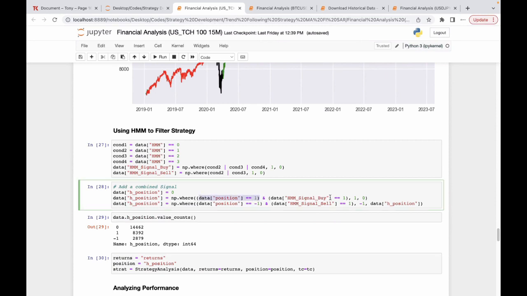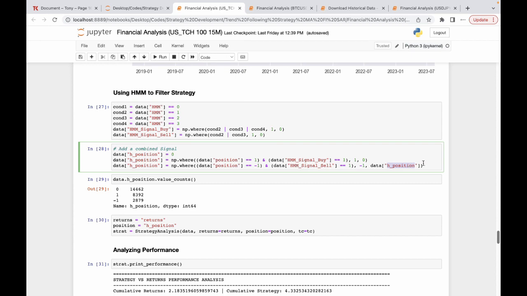And then our HMM buy signal, which is where condition 2, 3, and 4 are set as 1, we should set our value as 1. Otherwise, we set it as 0. And then for the sell condition, where our position was -1 and the HMM signal is 1, so for condition 2 and condition 3, we set that value to -1. Otherwise, we set our H position as the previous position here.